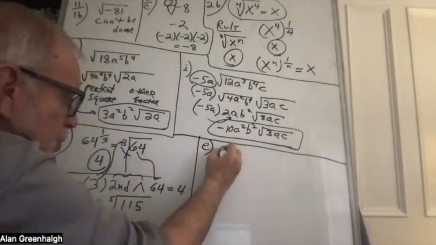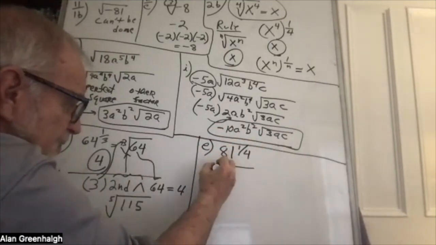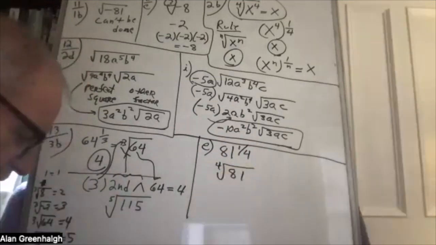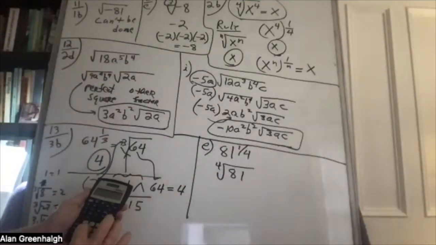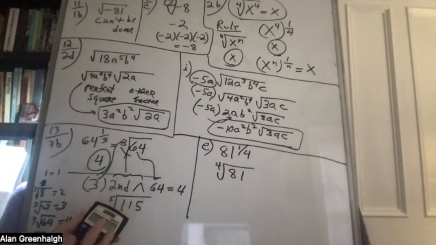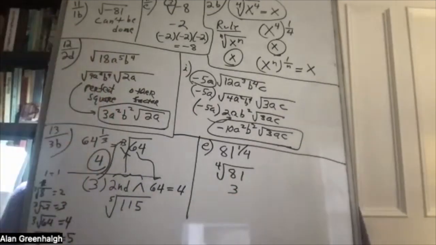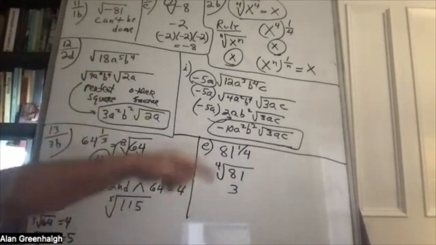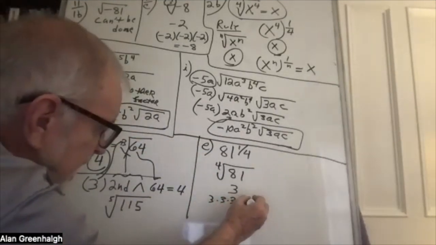which is 81 to the 1/4, which is really the same thing as the fourth root of 81. So let's be bold and try it again. Put the 4, then the second function upside down V, and put the 81 in there. This will prove it. And the answer is exactly what we would expect, which is 3. 3 times 3 times 3 times 3 is 81.